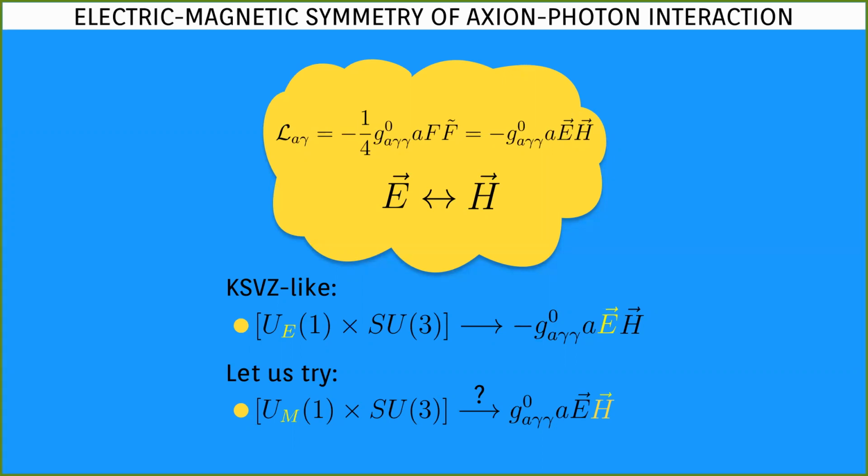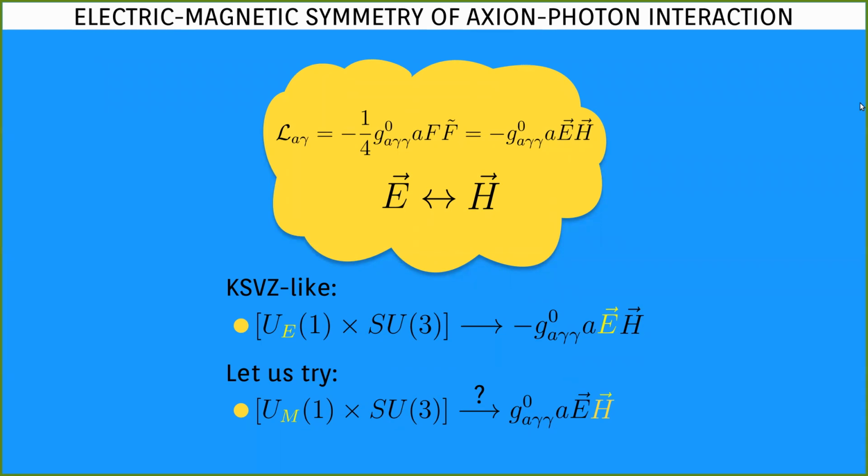they remain symmetric after introducing the axion field. And then the question is, if in the KSVZ-like models we introduce an electrically charged heavy quark, and then we arrive at this electric-magnetic symmetric structure, why not introduce a super heavy magnetic particle instead? And then probably we can arrive at the same effective axion Lagrangian, but probably with other couplings.